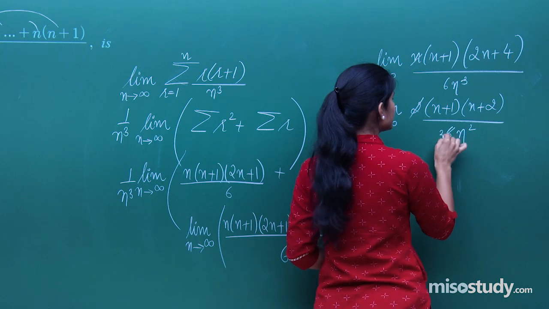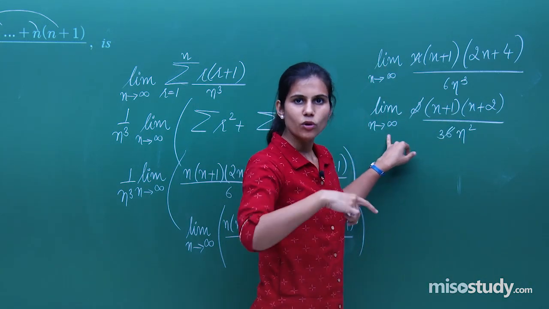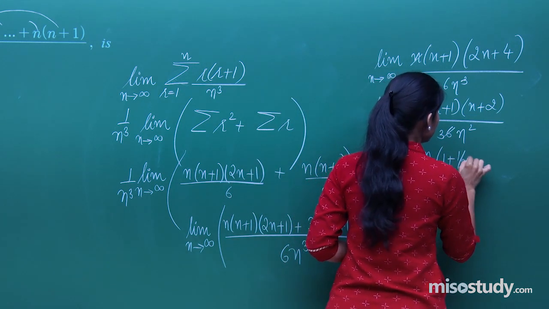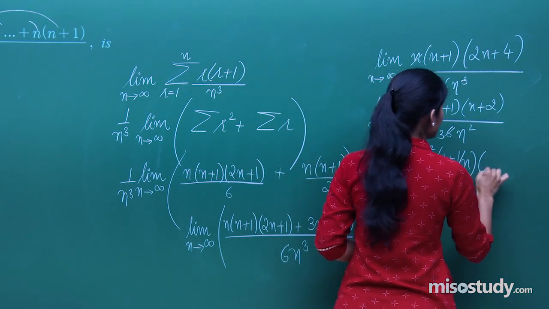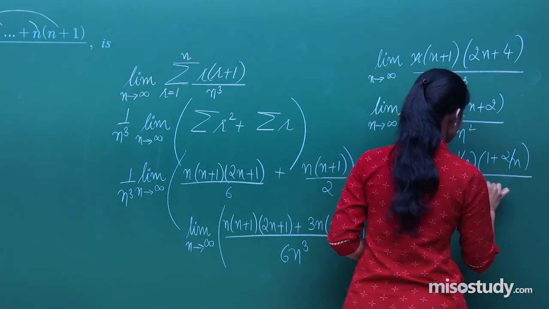This 2 gets cancelled out, this is 3. From here again, because n is tending to infinity, I would want it to come in the denominator. n comes out common, I get 1 plus 1 by n. Another n comes out common, I get 1 plus 2 by n, whole upon n square.